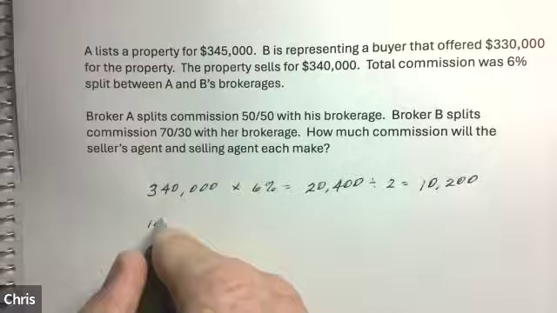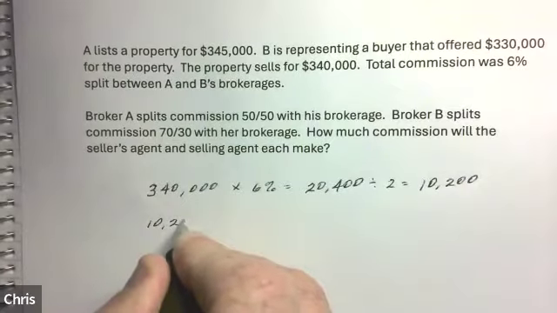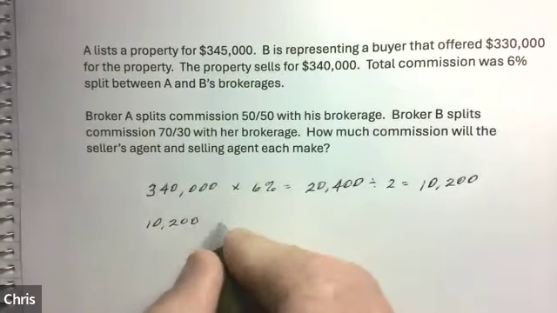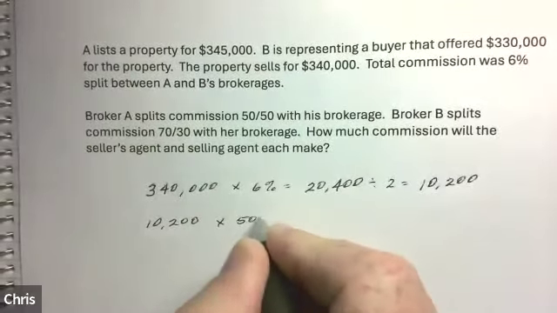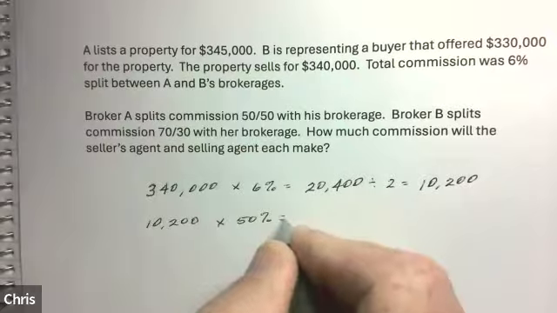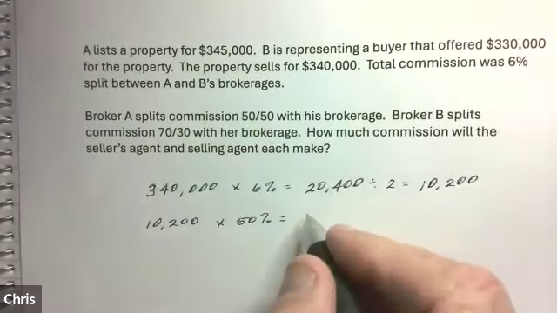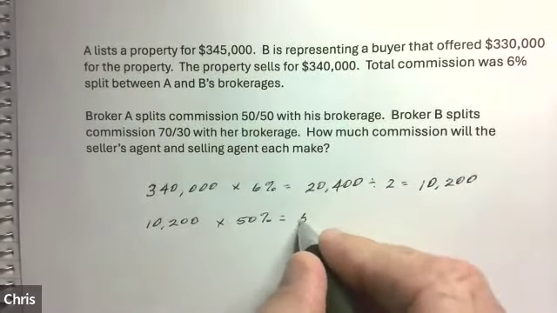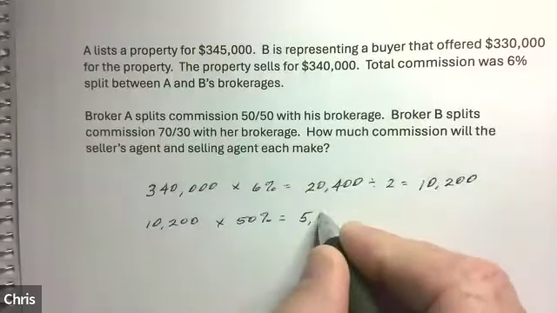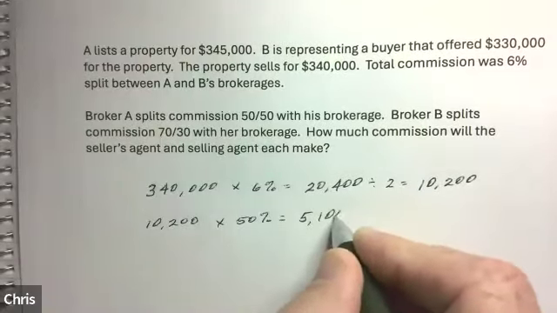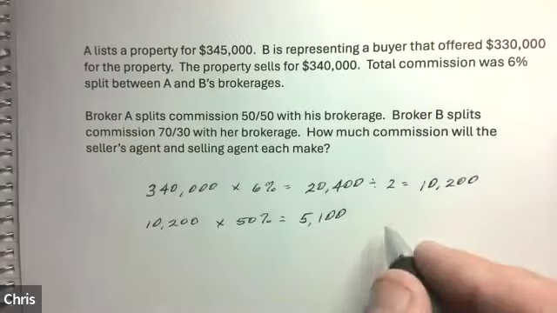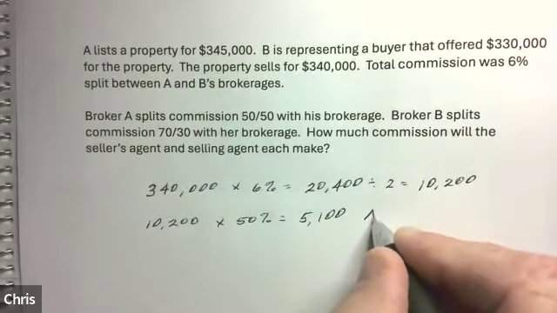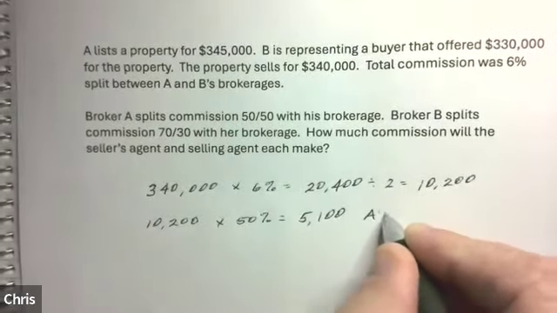So 10,200, broker A's split is 50%. And so I believe if my calculation is right, that's $5,100. So broker A's split is $5,100. If you're wondering where the other $5,100 went, it went to the company to pay their overhead. So that's A's split.